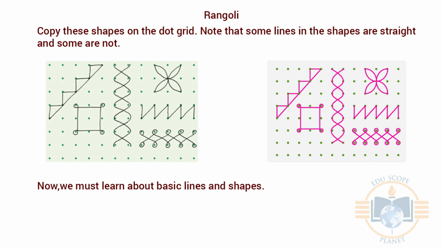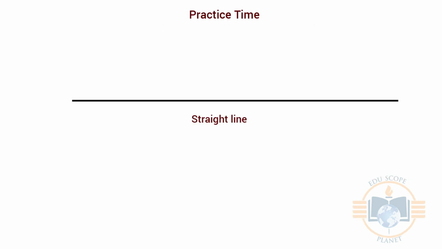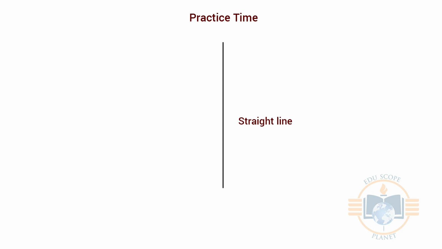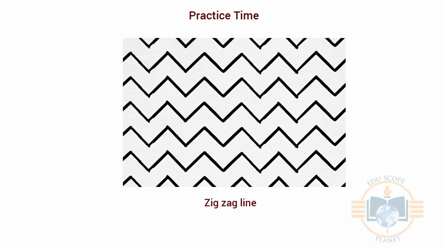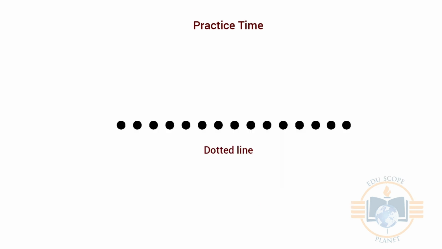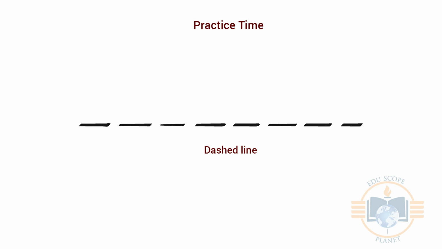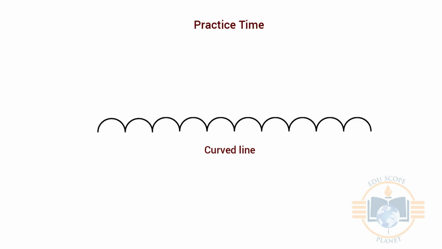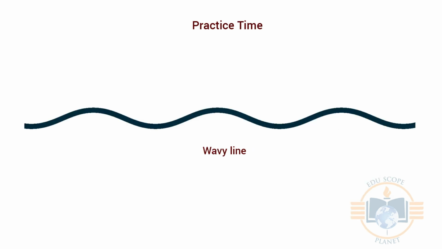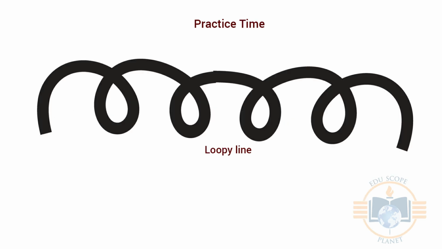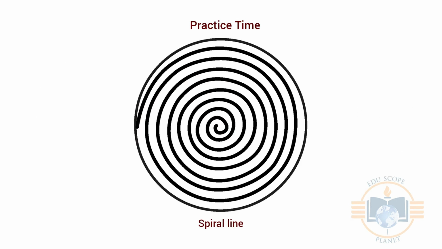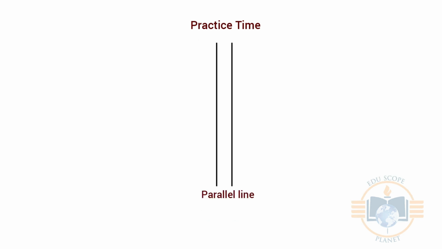Now we must learn about basic lines and shapes. This is the picture of a straight line. This is also the picture of a straight line. This is the picture of a zigzag line. This is the picture of a dotted line. This is the picture of a dashed line. This is the picture of a curved line. This is the picture of a wavy line. This is the picture of a loopy line. This is the picture of a spiral line. This is the picture of parallel lines.